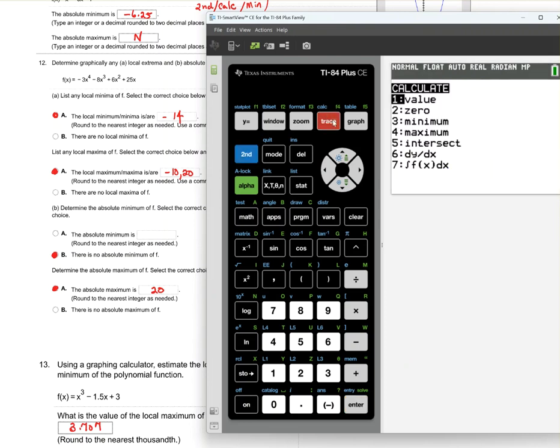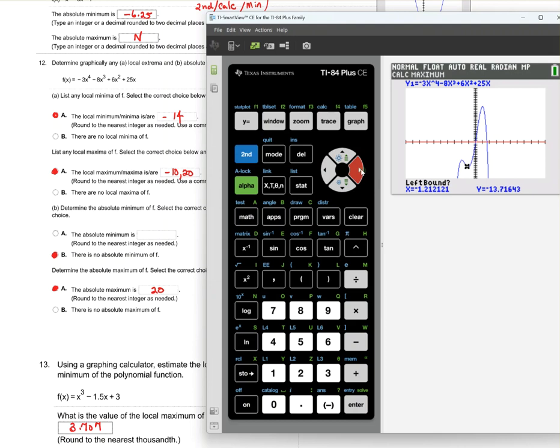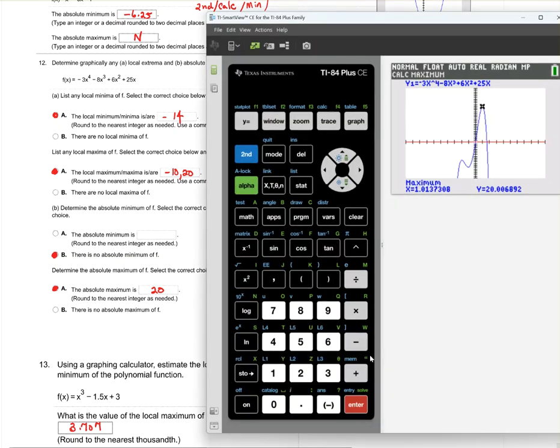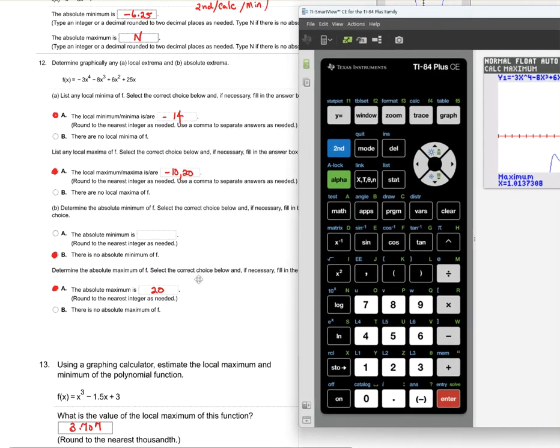If we do second calc max, but before we start doing anything, we need to get all the way over here. So enter, go to the right of it, enter, and enter, and we get 20. So that's how you would do those on the calculator. There is no absolute min, if I pull that back up, because that goes on and on. Absolute max is 20. So graph that, sketch it, have it there for yourself to be answering that problem.